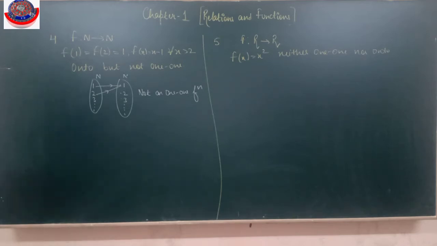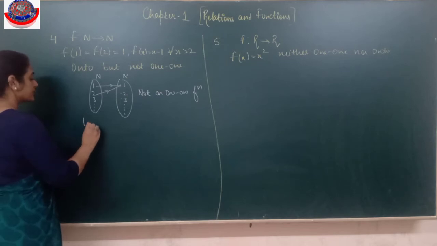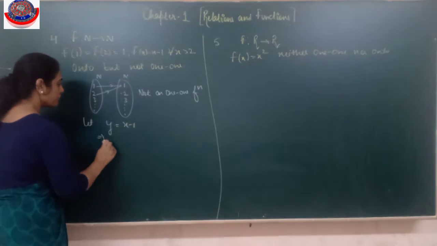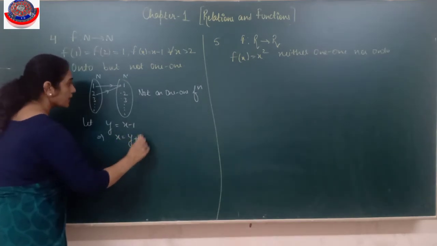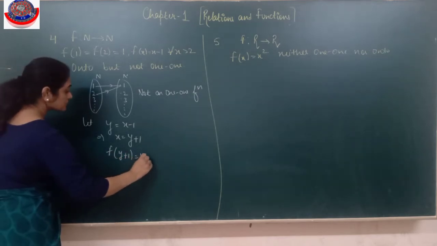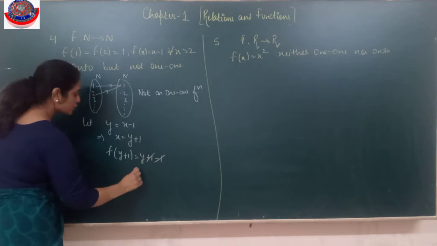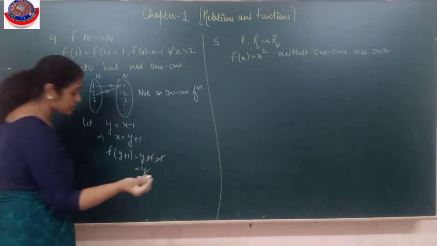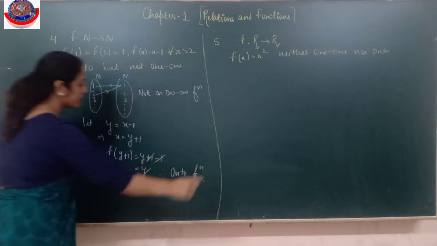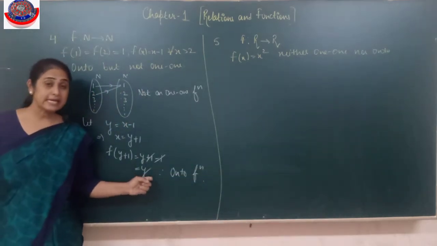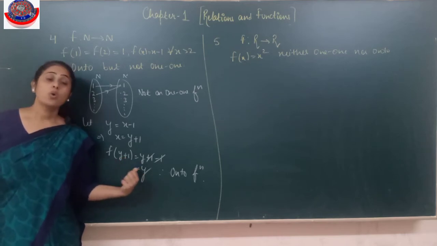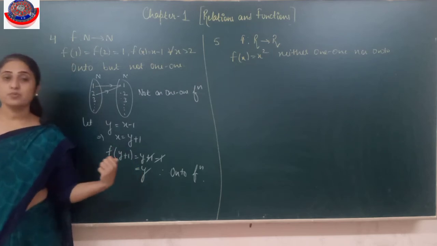So what do I do for onto? Let the function equal y. Find x in terms of y. Put the value of x in the function. If it comes equal to y, then it is an onto function. Very easy. Therefore, it is an onto function. Clear to everyone? It means for every y, one pre-image is available in the function, which is in the form of y plus 1.